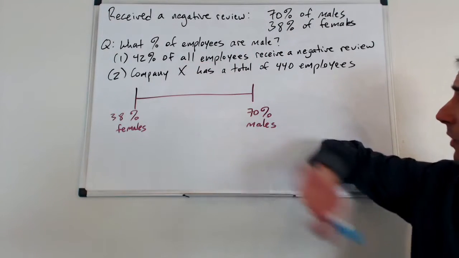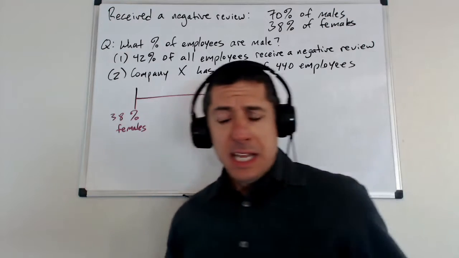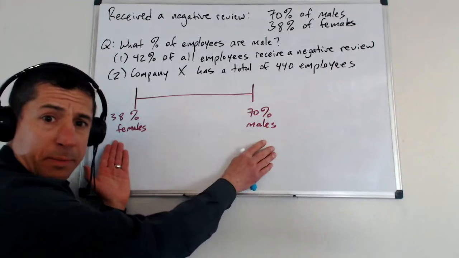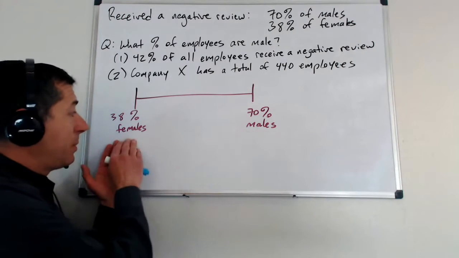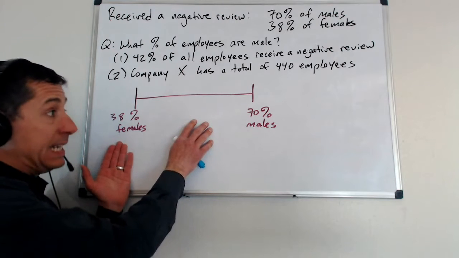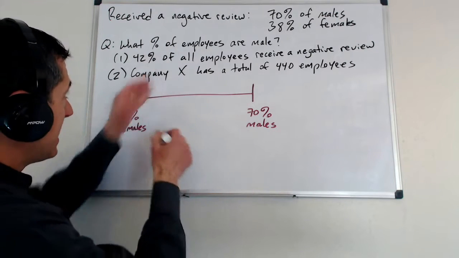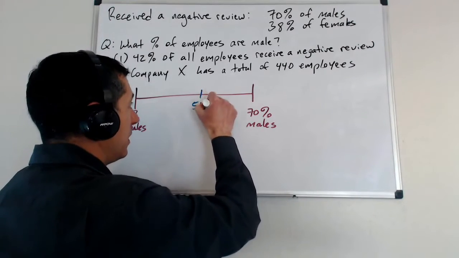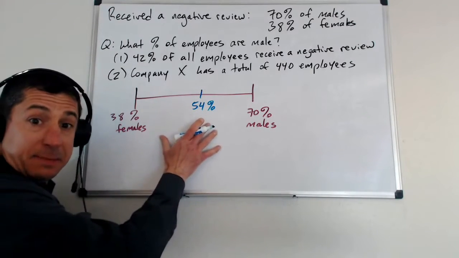So 42% of all employees receive a negative review. And the concept here is that we know what percentage of males receive negative reviews. We know what percentage of females do. If we know the percentage of all employees, that's actually all we really need. To illustrate that, let's pretend for a second that instead of 42%, this is 54%. And I chose that number because it's smack in the middle of these two.